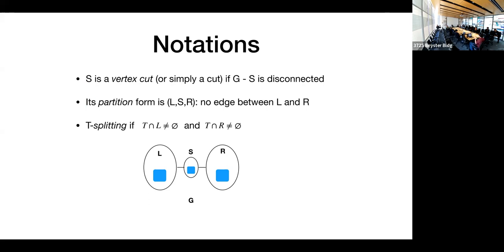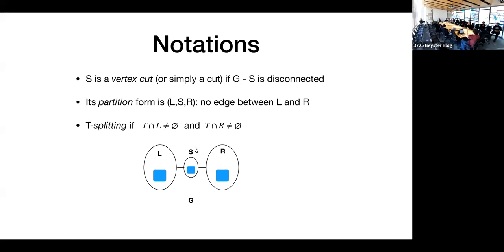So S is a vertex cut, or simply a cut, if G minus S means I delete the vertices and then the remaining graph is disconnected. We can also view the vertex cut as a partition form: we have separator S, and then you separate some component L and component R, where L and R have no edge between them. So this is also the vertex cut in the partition form.